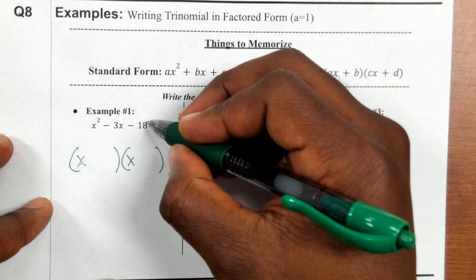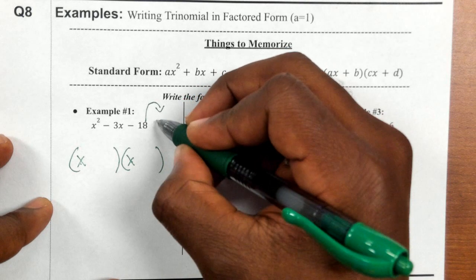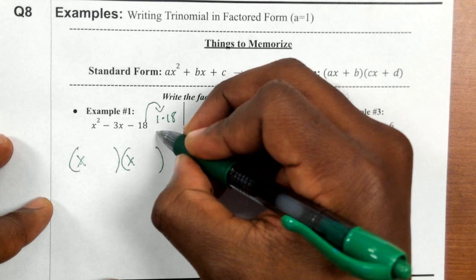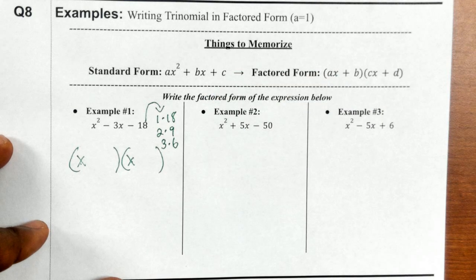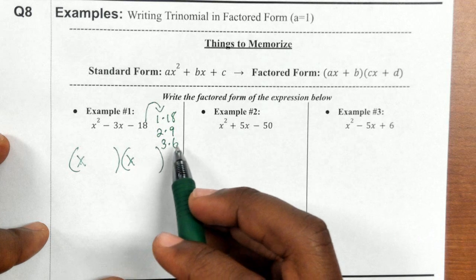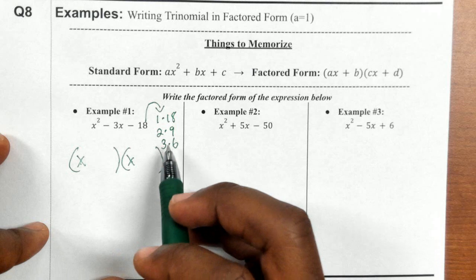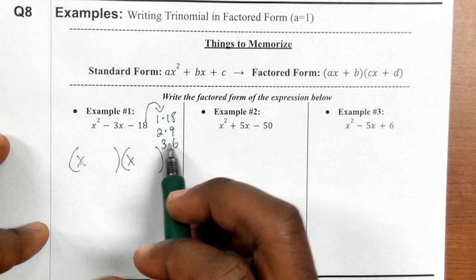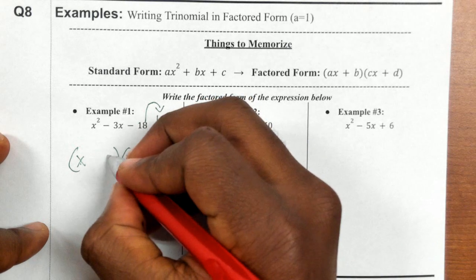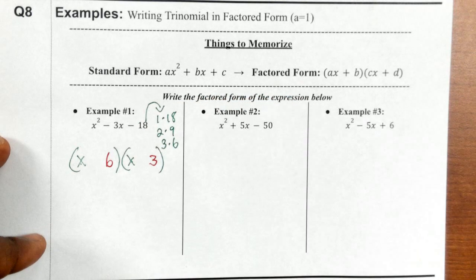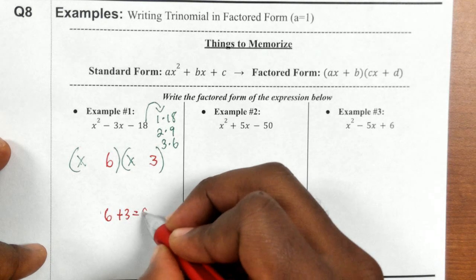Now I need to figure out all the numbers that multiply together to give me 18. Those numbers are 1 and 18, 2 and 9, 3 and 6. Now we need to figure out what pair is going to add or subtract to give me a 3. Well, 3 and 6 has a difference of 3, so those are the numbers that could possibly give me a 3. You can check that by doing 6 plus 3, that's 9.